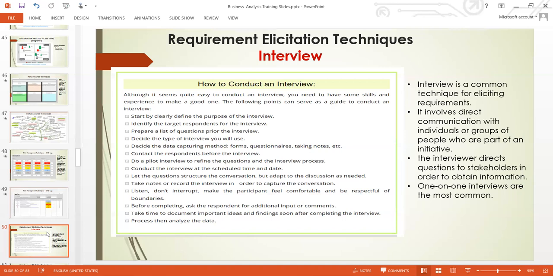While the interview or the workshop is going on, you can be taking notes. Or you can be recording, just like what we are doing like this. After recording, you can then extract the requirements. Then you have to contact the respondent before the interview and let them know the date for the interview. Do a pilot interview to refine the questions and the interview process.